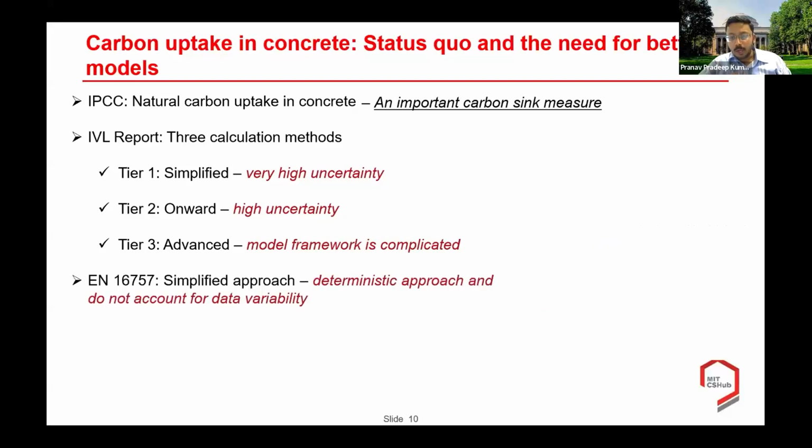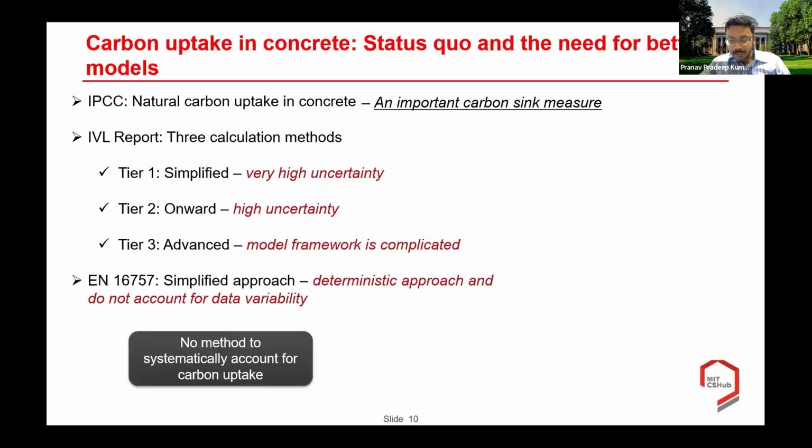Then we also have a standard, the EN 16757, that is widely used across different regions for calculating carbon uptake. Once again, the approach delineated in this standard is simplified and easy to use. However, it is a generalized methodology that follows a deterministic approach and does not account for data variability.